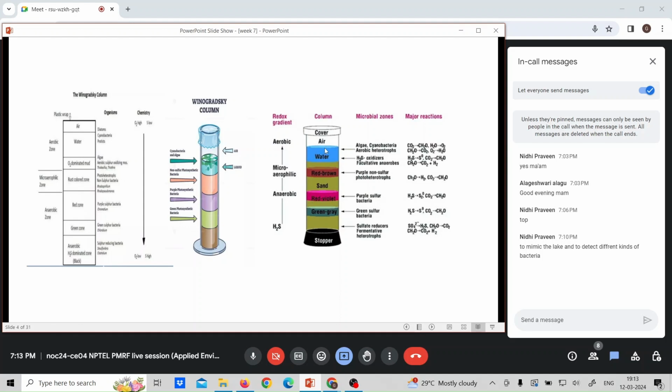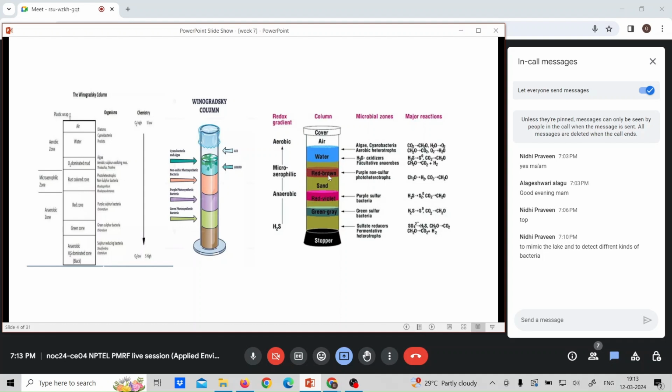This layer is in direct contact with air, so the dissolved oxygen or the oxygen transfer is more, whereas when you go down, the oxygen transfer will automatically get lower. Also, you have all the microorganisms here, and they tend to align themselves to their respective zones based on the metabolism that they can carry out. So at the top, where you have this aerobic zone, you can find cyanobacteria, algae, all these aerobic organisms. And then there is this microaerophilic zone.